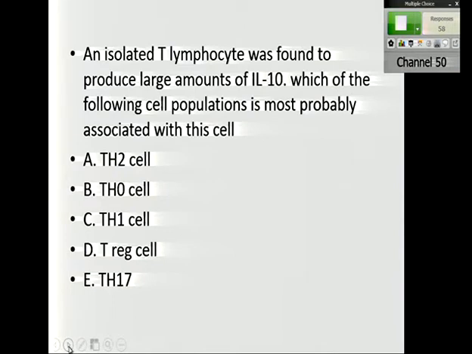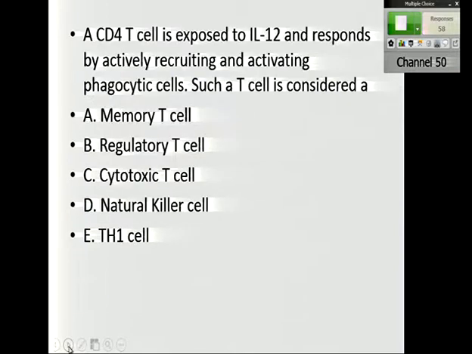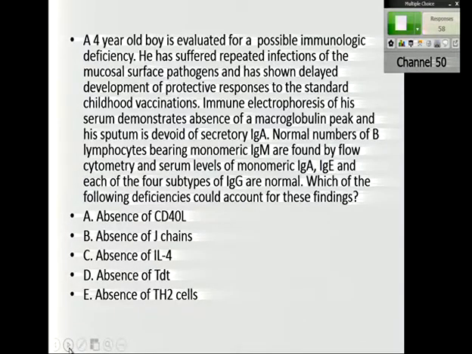Which one secretes interleukin 10? Th2 again. Which is the cell exposed to interleukin 12? Th1, because it will secrete interferon gamma, which will activate phagocytic cells like macrophages. It's a good one. Read it.